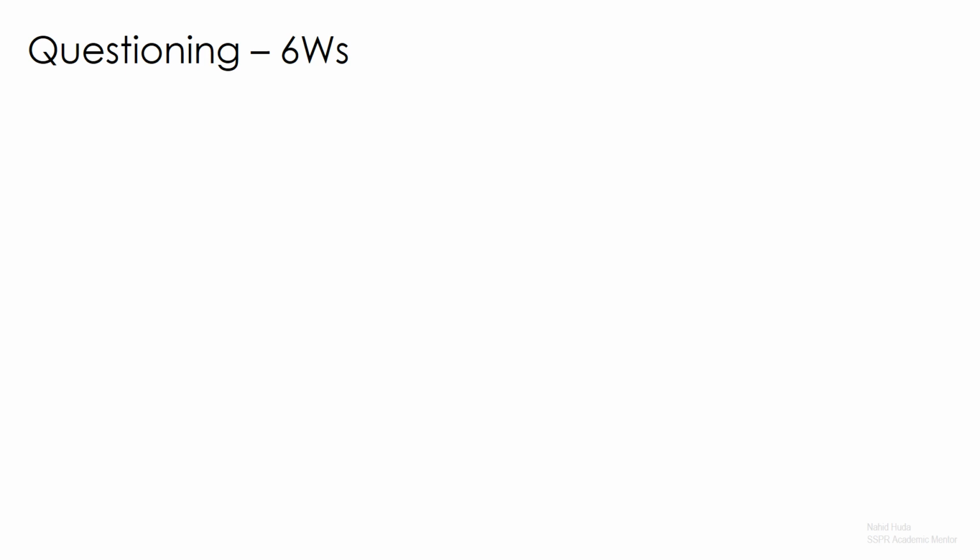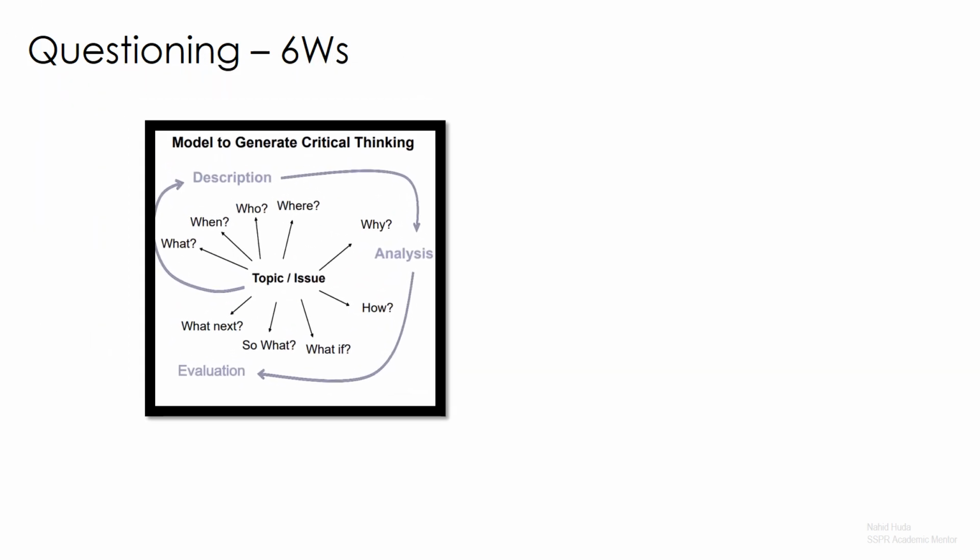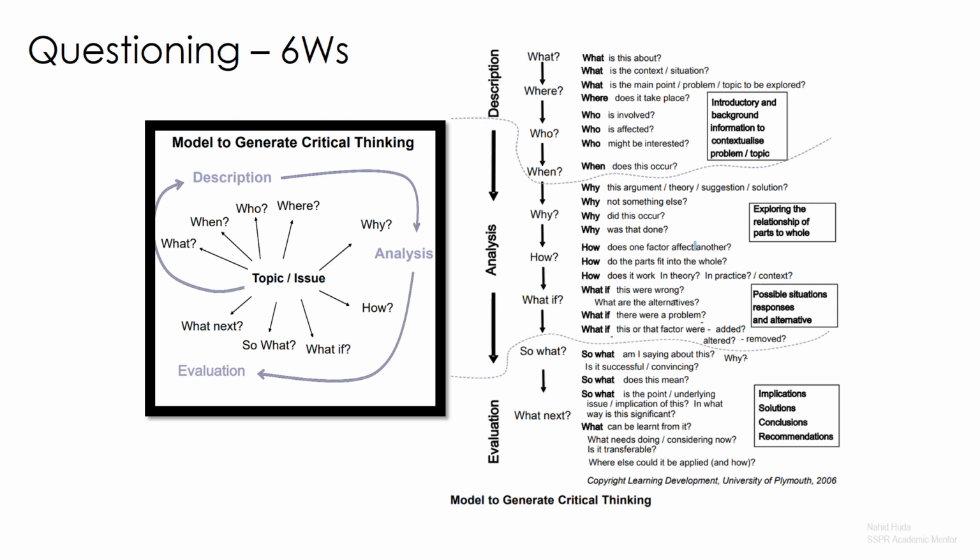Another good model to use is the critical thinking model. This is basically using the questions of what, when, who, where, why, how, what next, so what if, as it takes you from description, analysis, and evaluation. And if we just have a look at some examples here, description, you can see what is it about, what's the context, what's the main point, who's involved, who's affected, who might be interested, and then it goes into why. And this is the analysis part.